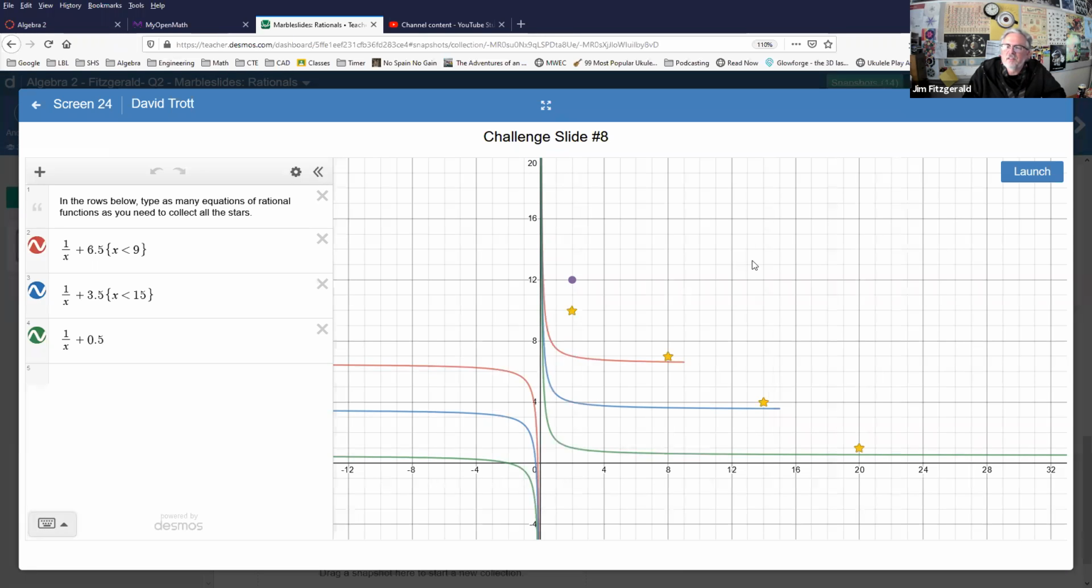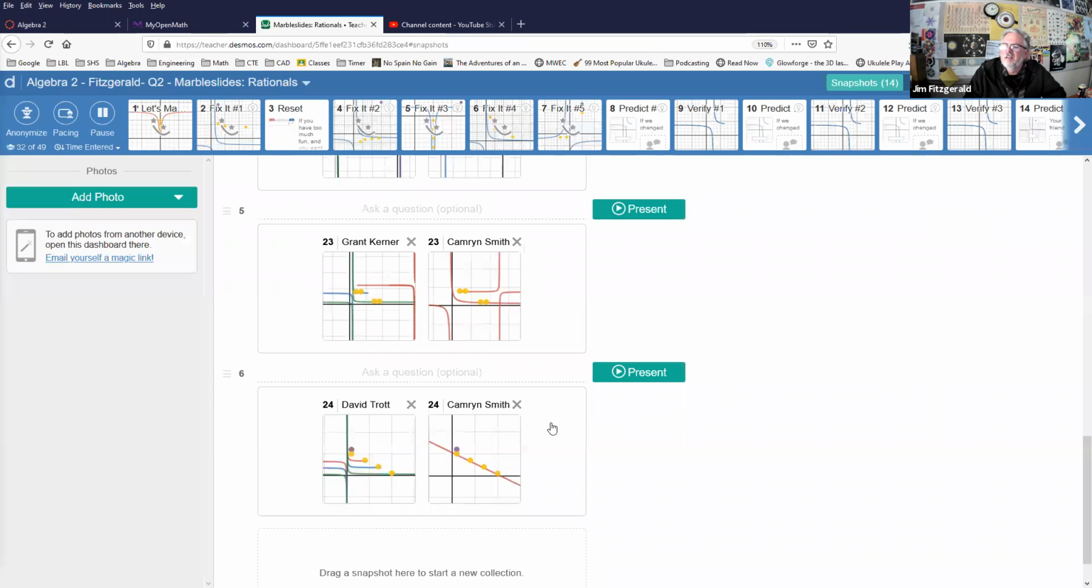So this is the last challenge slide. This is similar to what Grant did with that little stair step approach. So David, I thought this was really clever. It's beautiful, really simple. It's also kind of a cool shape that it makes there where those asymptotes are kind of hitting each other.